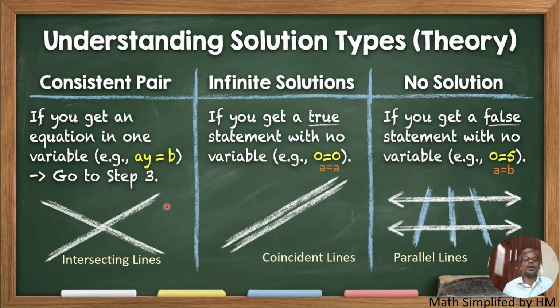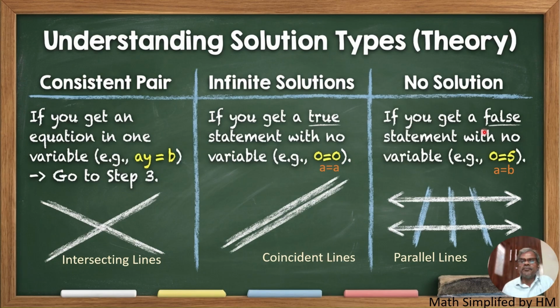If you get a true statement with no variable, for example a is equal to a, finally simplifying you get 0 is equal to 0. In this case, the system has infinitely many solutions and the lines represented by these equations are coincident lines.